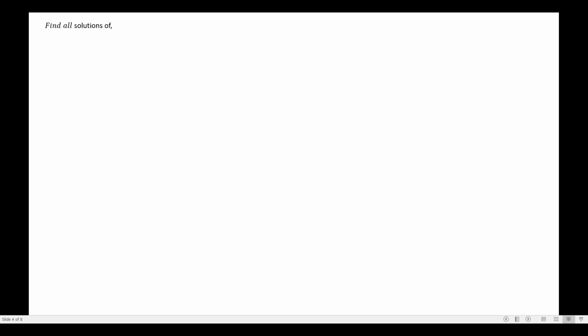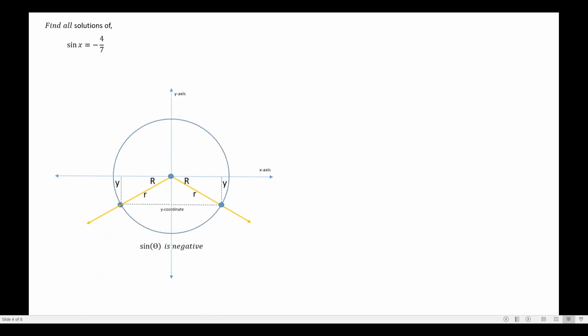What if we are to find all solutions of sine x equals negative 4 over 7? Now guys, the value of the sine function is negative, and so we are thinking of this illustration. So this is a position of the terminal side in quadrant 3 and quadrant 4. Now if you use the inverse trigonometric function concept, key in your calculator, then you will get approximately negative 0.61. So this is actually the angle, this orange angle here.